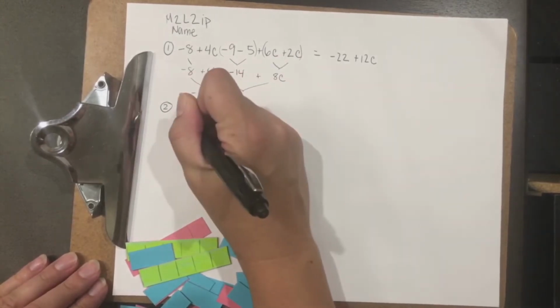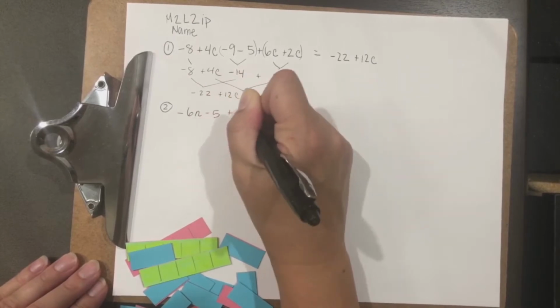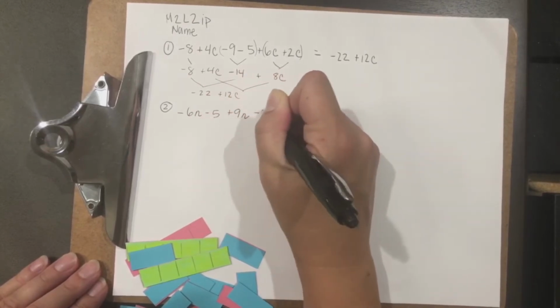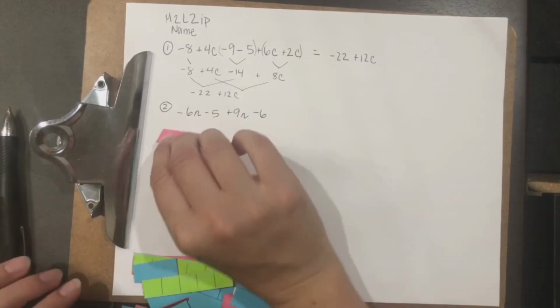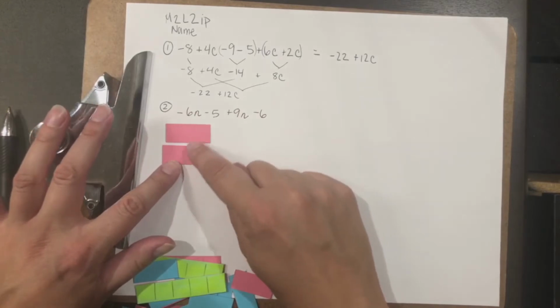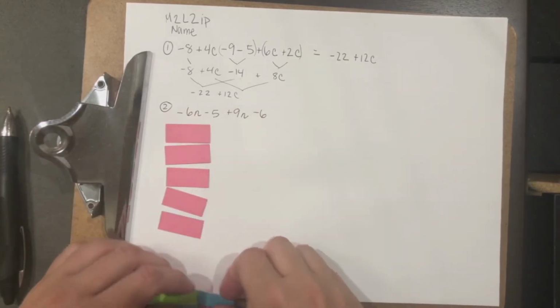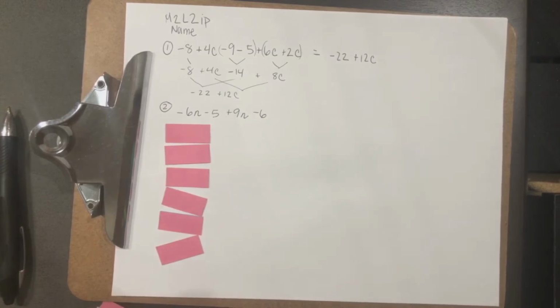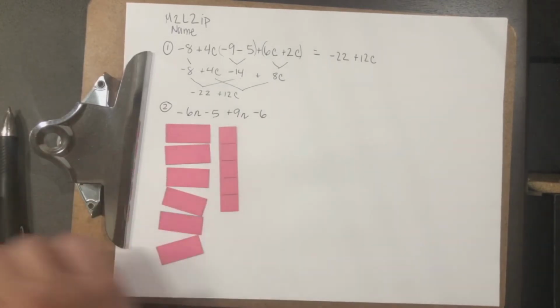Number 2. Negative 6n minus 5 plus 9n minus 6. Let's use our algebra tiles here. So I'm going to have negative 6n, and now my little x tiles are going to be n tiles. And then minus 5. And then positive 9n.